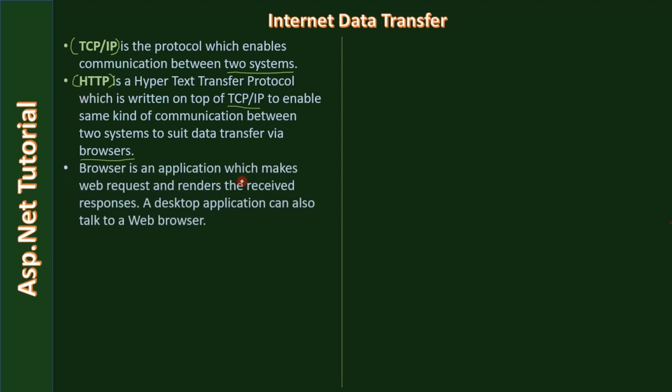A browser is an application which makes web requests and renders the received responses. So the browser makes a web request in the sense that the user, you and me, uses any web browser and makes a web request, and the request goes to the server. The server replies back with a response. The browser takes the response and renders it in a user-readable format. A desktop application can also talk to the web server.